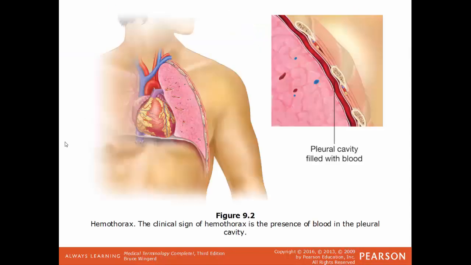In this illustration, we have an example of a hemothorax, an accumulation of blood between the lungs, which is this pink tissue here, and the chest wall. And in between those two structures, there's a small space called the pleural cavity. So when this space fills with blood, that accumulation of blood would be a hemothorax.